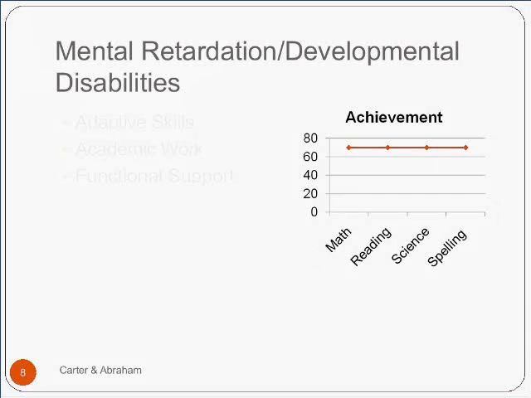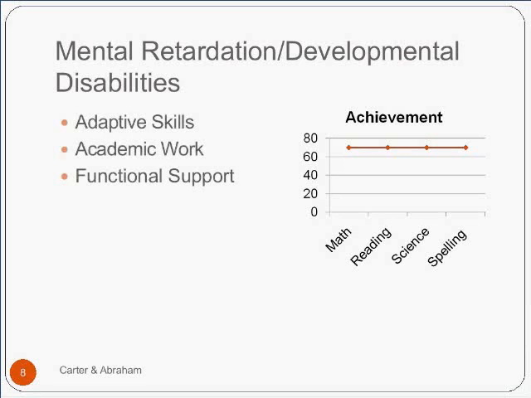Okay, mental retardation or developmental disabilities are characterized by adaptive skill deficits, poor academic work, and the need for some functional support. In general education classes, most likely you won't have kids with severe mental retardation. Probably the kids with IQs at the very bottom of the normal curve, within that first standard deviation, just a little below, are the ones that will be in your general ed classes. They tend to have low IQs. They might be referred to as slow learners.